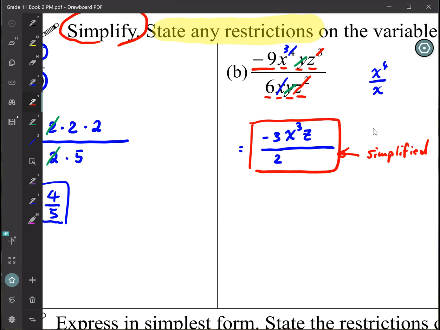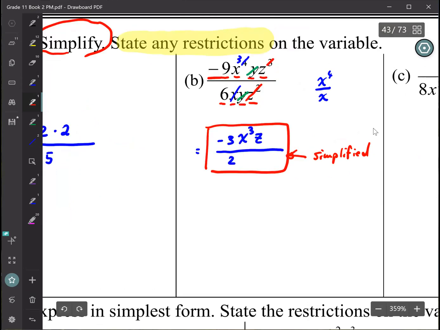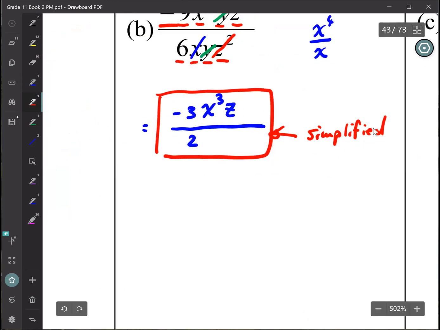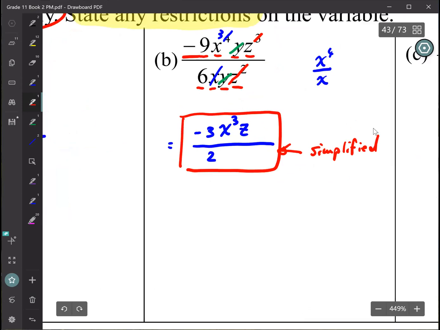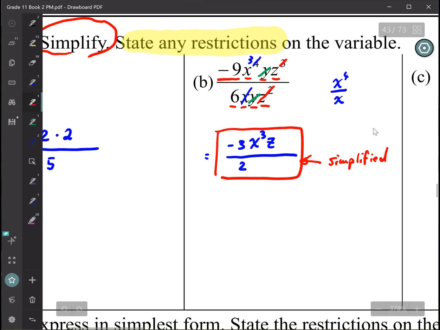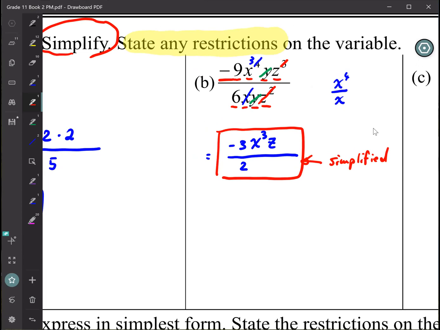But we are not finished yet, right? Because this is a rational expression now. So we need to do the second part, which is restrictions. So if you look at the simplified expression, there's no restriction for the one in the red box because there's no variable in the denominator. But then the restriction is for the question, right? You want to make sure the restriction is for all the variables that are in the denominator. So you need to go back and take a look.